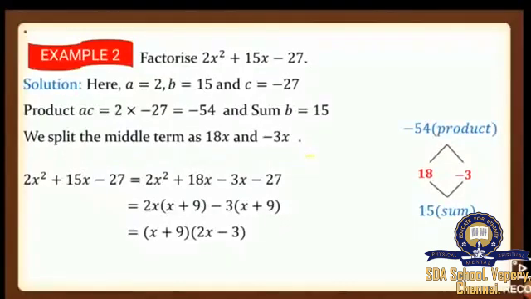So after splitting the middle term 15x to be 18x minus 3x, we can take 2x from the first two terms commonly outside, and from the last two terms we can take minus 3 outside. And now if you observe, you have x plus 9 and x plus 9 in both the terms. So taking x plus 9 commonly outside, you are left with 2x minus 3. So the solution for the given question is x plus 9 into 2x minus 3.